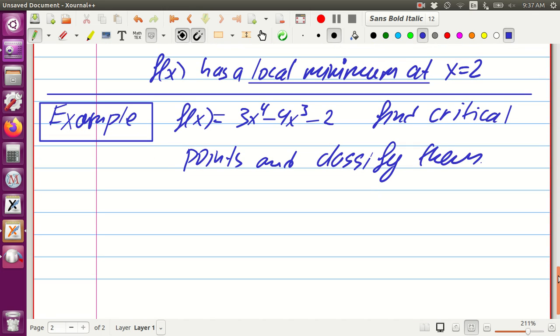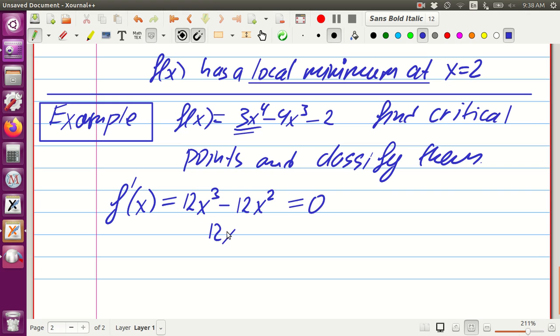All right, so again, we're going to start with the derivative to find critical points. So we calculate f prime. So 3x to the 4 gives us 12x cubed, minus 4 times 3 is 12x squared, and the derivative of negative 2 is 0. So we set it equal to 0. We take 12x squared out, and we're left with this product, 12x squared times (x minus 1). So it's either x squared equal to 0 or x minus 1 equal to 0.